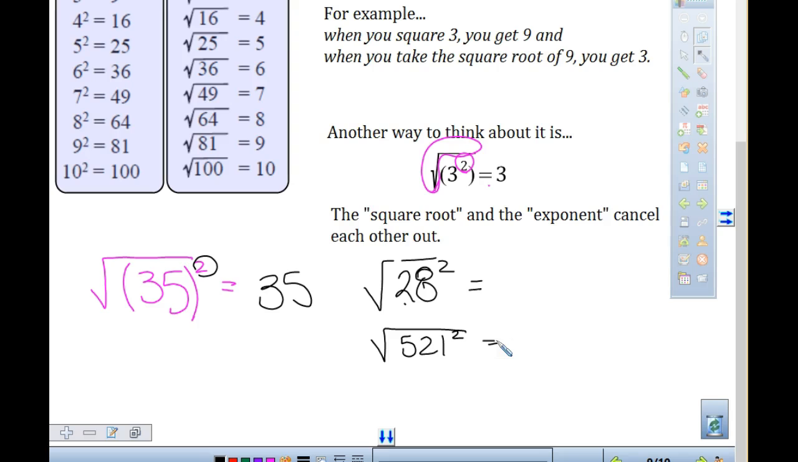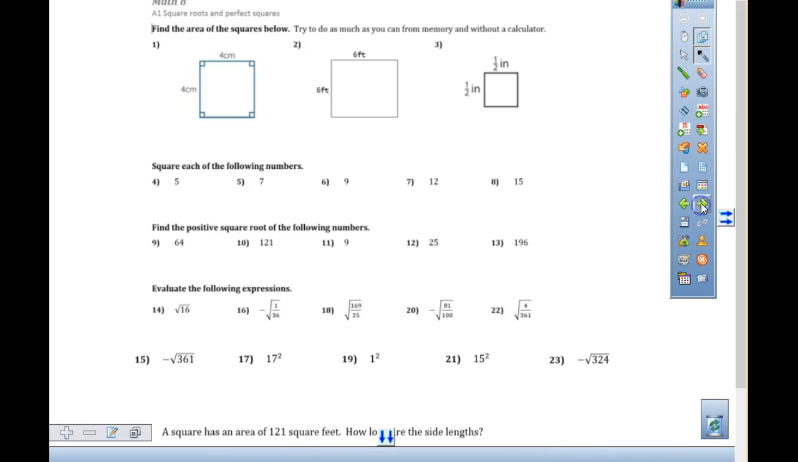Check with the people sitting by you or next to you and see if they agree or disagree. 28. The square root of 521 squared is a beautiful thing, isn't it? Just to be able to kind of know that. It's not like you have to take a lot of time.